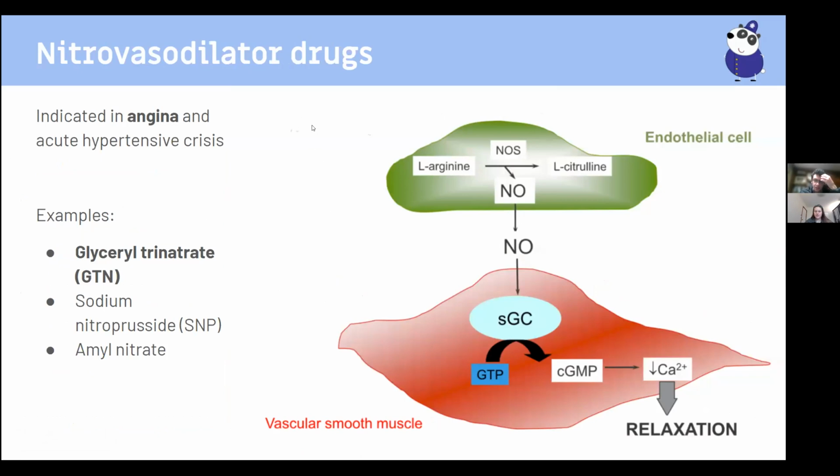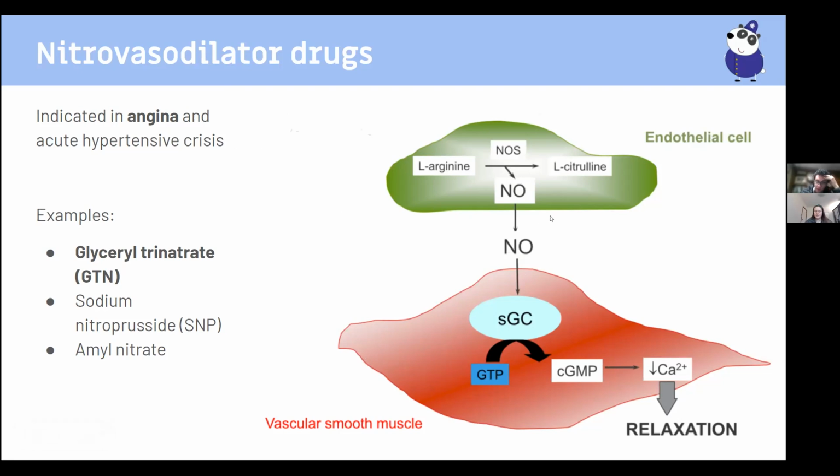Nitrovasodilator drugs are indicated in angina and acute hypertensive crisis, which we actually mentioned before. So good foreshadowing, whoever asked that. Some examples are glyceryl trinitrate, which is the main drug you need to know, often taken sublingually. It can also be taken transdermally, but often sublingually.